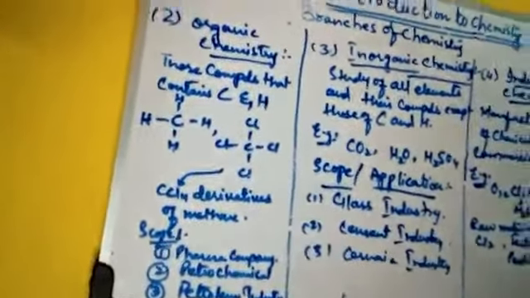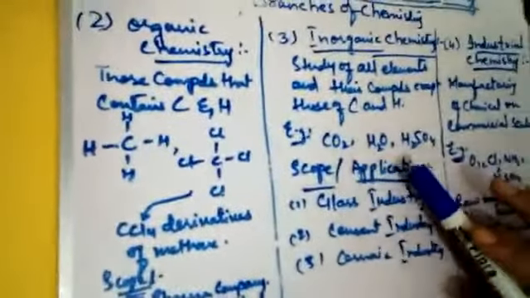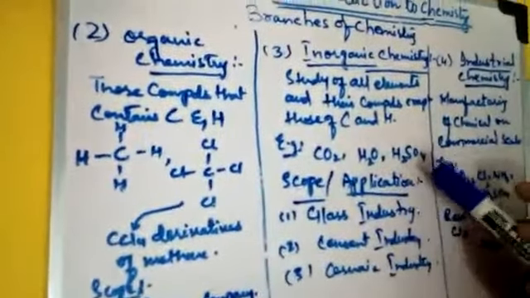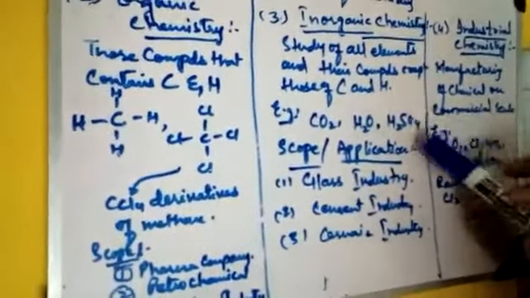Now we are talking about inorganic chemistry. What is inorganic chemistry? It is the study of all elements and their compounds except those of carbon and hydrogen. Examples are carbon dioxide, water, and H2SO4. Basically, H2SO4 is the king of compounds, the king of acids.